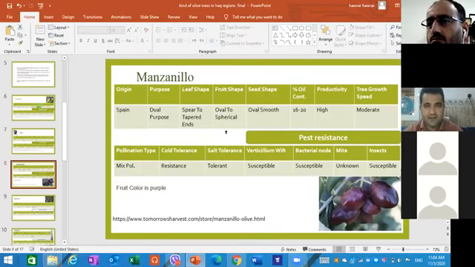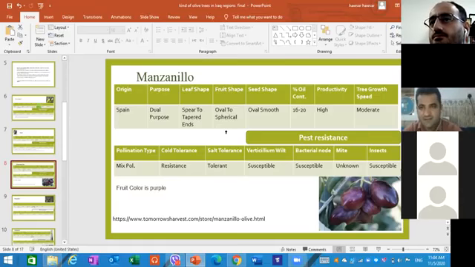The next type is Manzanillo. Manzanillo is the name. Yes, Manzanillo. How do we pronounce this word, Manzanillo?